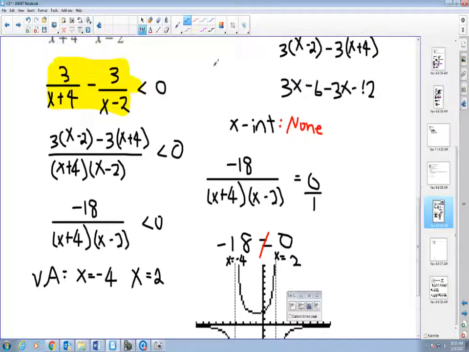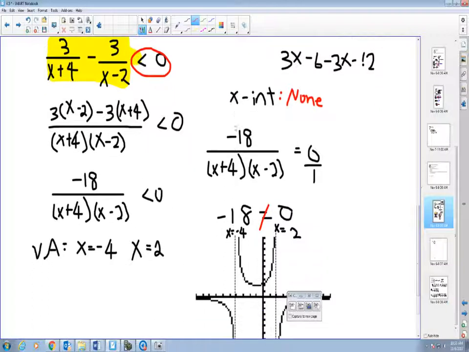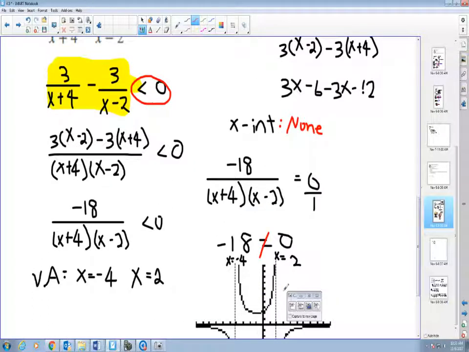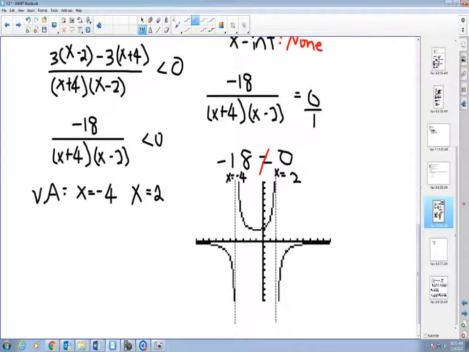Alright, by looking at my inequality, I'm looking for from where to where my function, my y values are below the x-axis. There's no equal to, so everything will be using parentheses. So this part is below the x-axis. Okay. And this part is also below the x-axis.